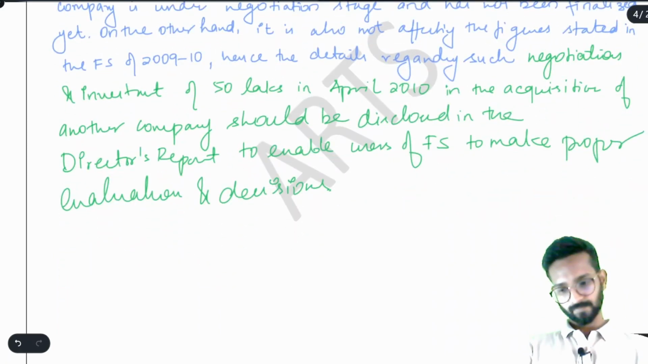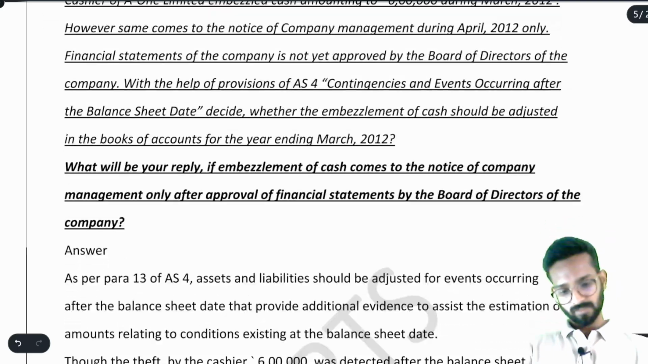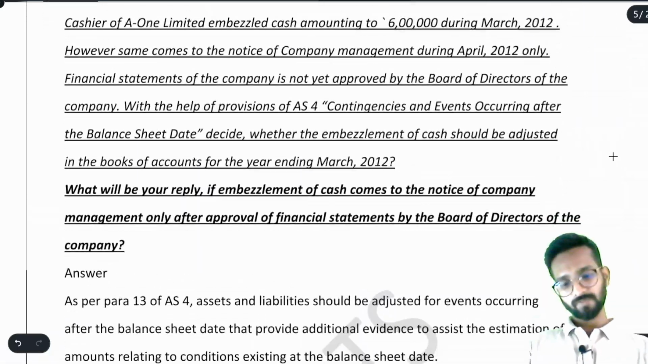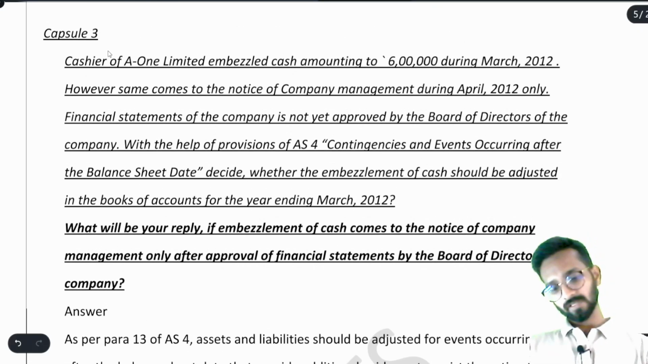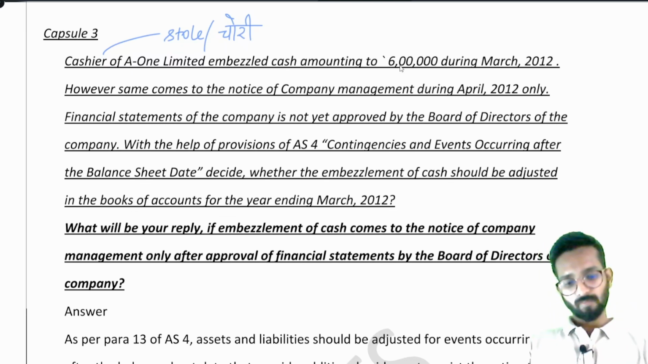Further, capsule number 3. Check. Cashier of A1 Limited embezzled cash. Embezzled means the cashier stole the cash. In Hindi, what do you say? चोरी कर ली. Amounting to 6 lakh rupees during March.